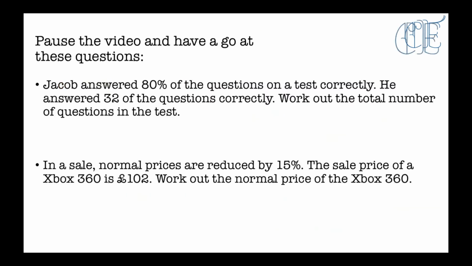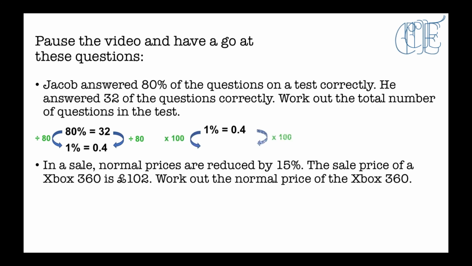Okay, so why don't you pause the video and have a go at these two questions. Jacob answered 80% of the questions on a test correctly. He answered 32 of the questions correctly. Work out the total number of questions in the test. Well, I know that 80% of the test is 32. So if I divide by 80, that gives me 0.4. So then I times by 100 to give me 100%, which is 40. So the test had 40 questions.